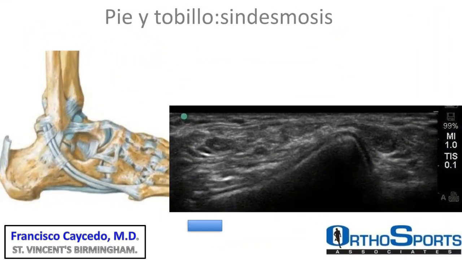More inferiorly, we know that the ATF, that means the anterior talofibular ligament, is a little more inferior to the shoulder of the talus. So you can see here the talus, we can see the shoulder of the talus, but we need to go a little bit down, and that's when you identify your ATF ligament.